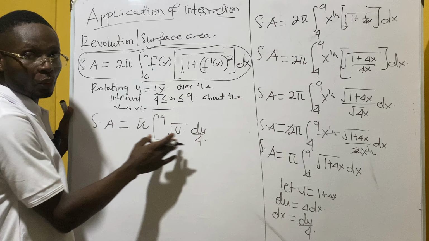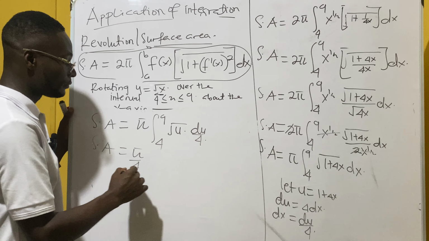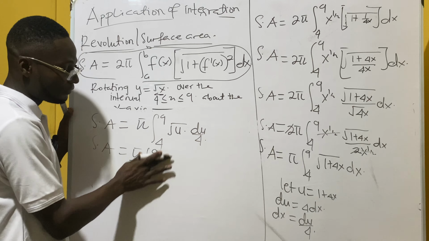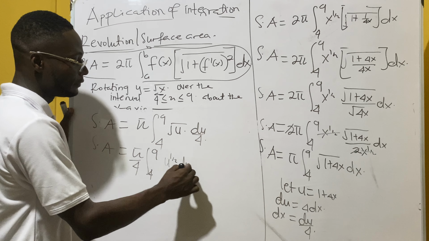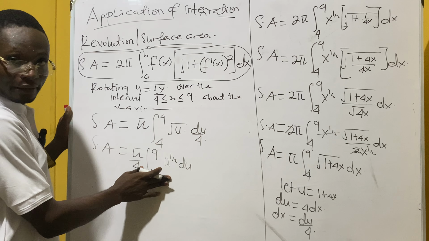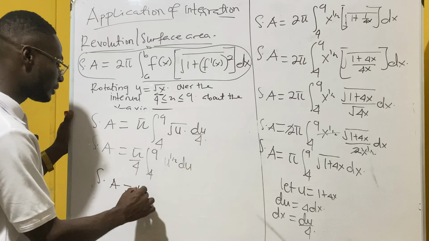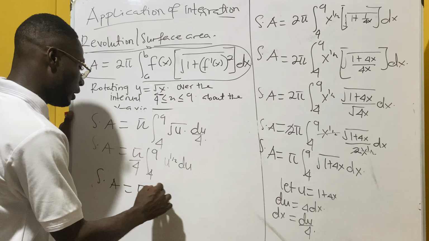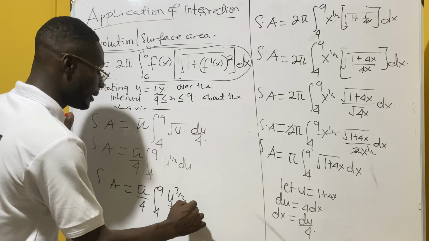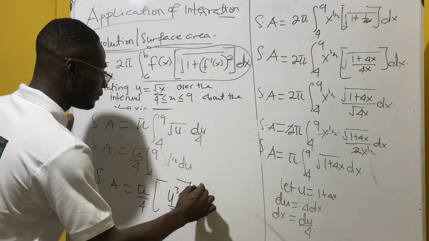So let's try to bring 1 on 4 out. So we're going to have our surface area to be pi on 4, right? The integral from 4 to 9, root of u, and root of u is basically u power half du. Okay, so once we have this information, we can integrate now. So when we integrate u power half, it's basically going to be u power 3 on 2 all over 3 on 2, right? Over the limit 4 to 9.